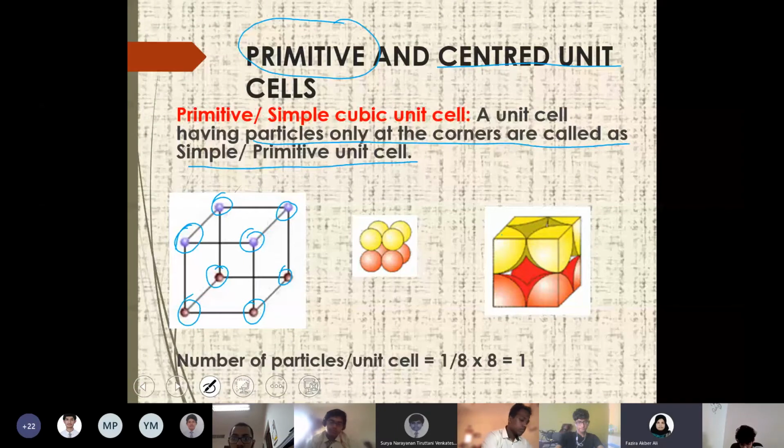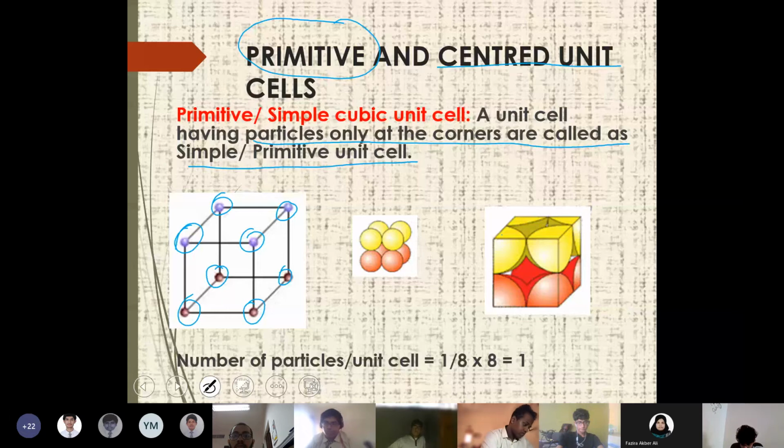Is that clear, the definition? Ma'am, do we draw the diagram? Yes, ma'am. It will be good always if you draw, then you will understand it better.